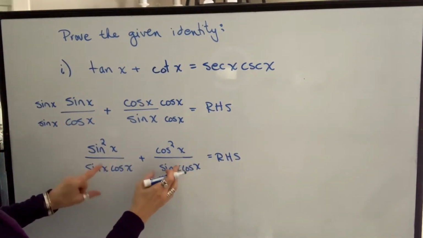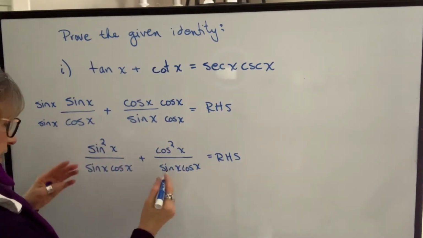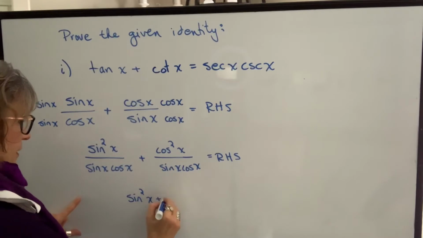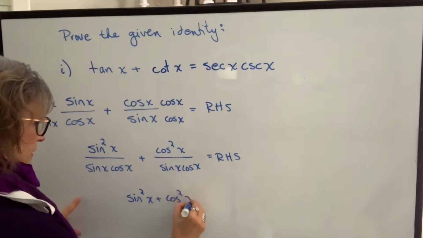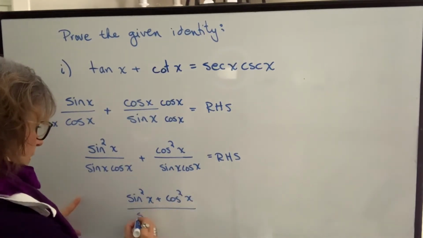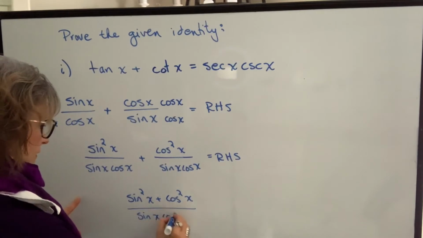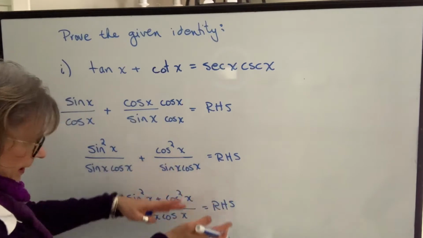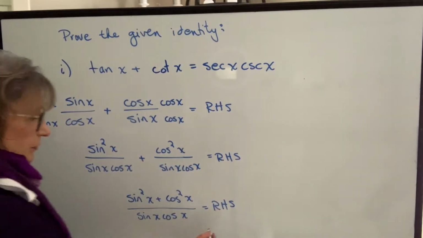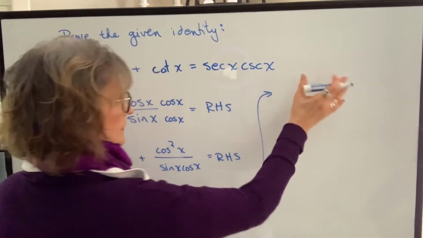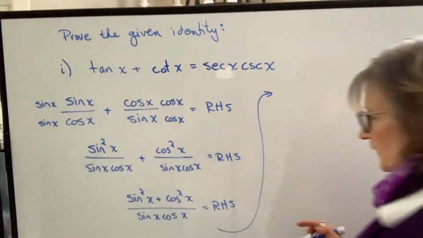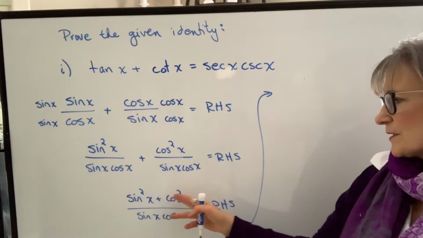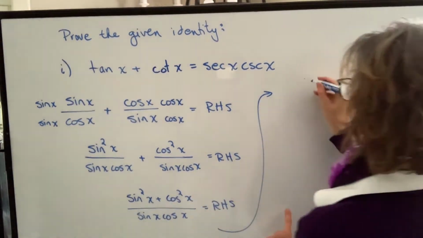Once I have a common denominator, I can combine my fractions. I combine my numerators over that denominator. So I'll have sine squared x plus cos squared x over sine x cos x. Unfortunately, I can't keep going down, so I'm just going to need to scoot over to the side here. If I take a look at my Pythagorean identities, sine squared x plus cos squared x is equal to 1.